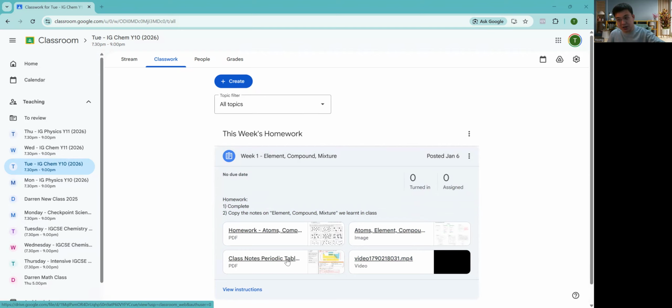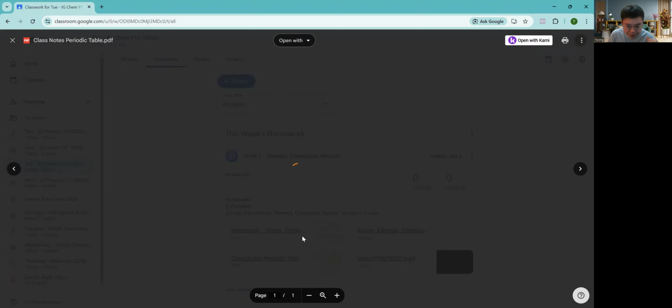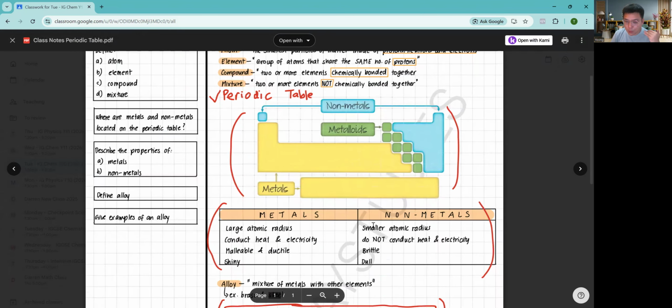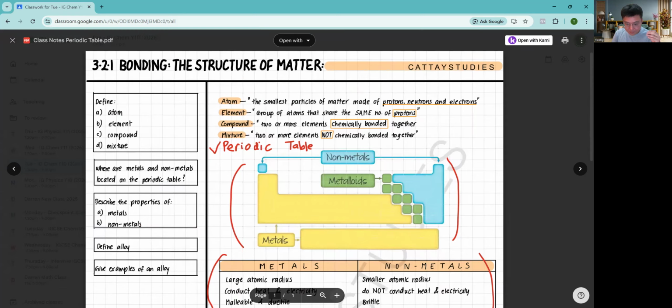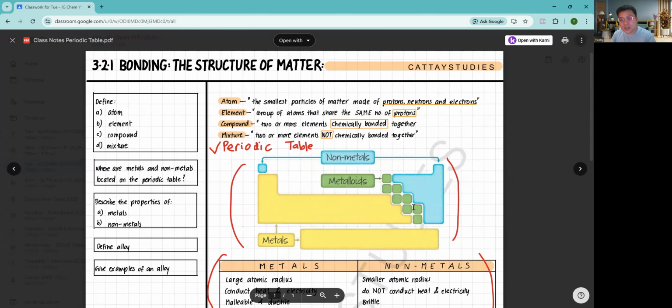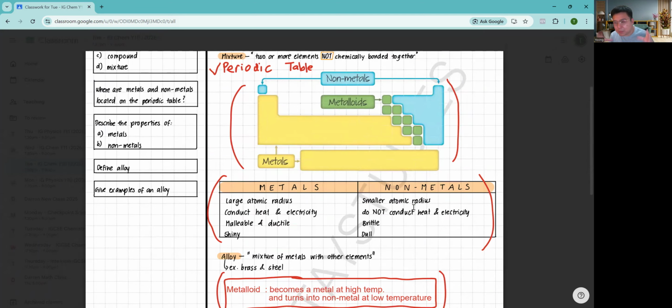The first thing that we learned in class is the periodic table. Always the first thing that we learn for chemistry is the periodic table. And the first super important thing we need to know is: what are the three main categories inside the periodic table? You can see the answer on the screen: metals, metalloid, and non-metal.